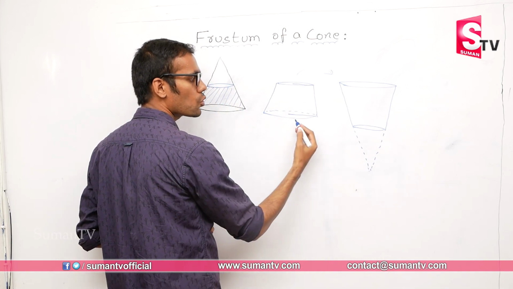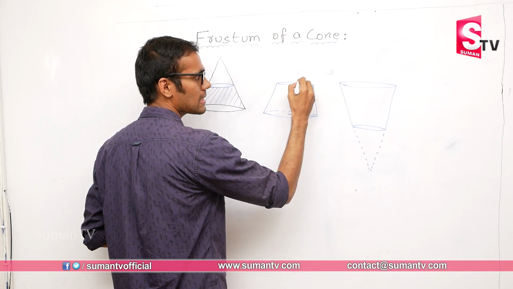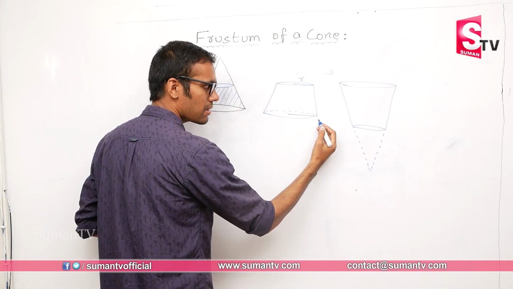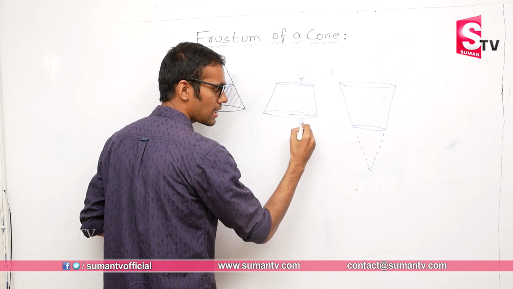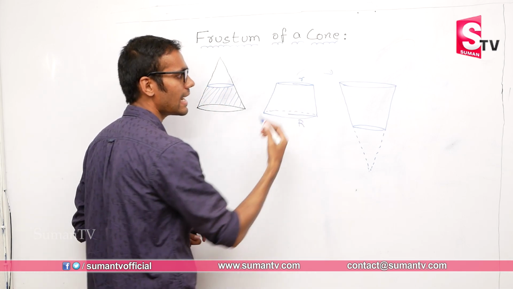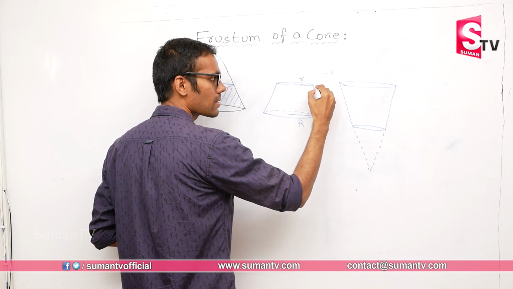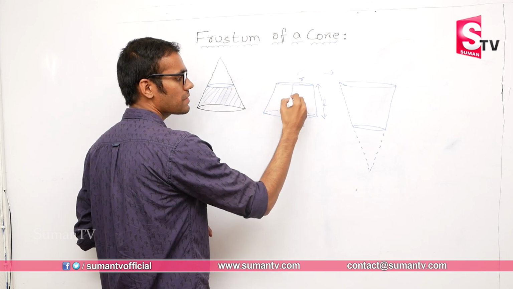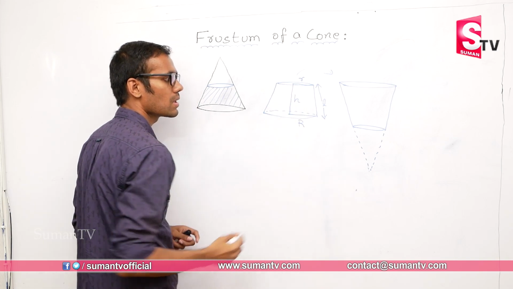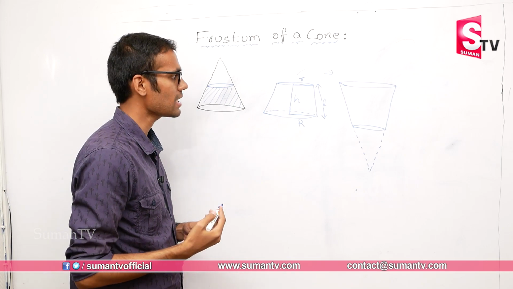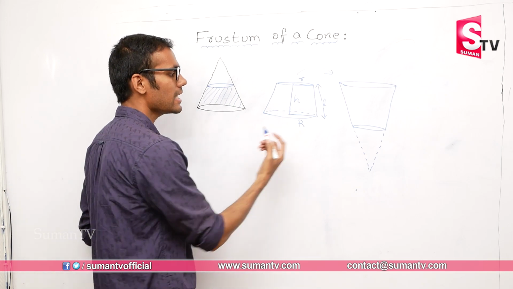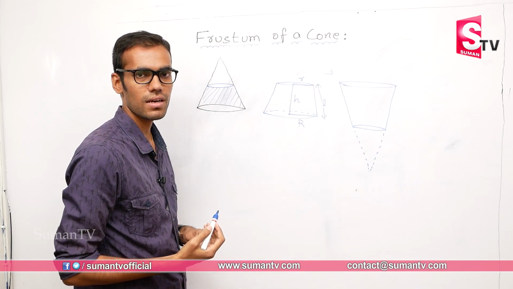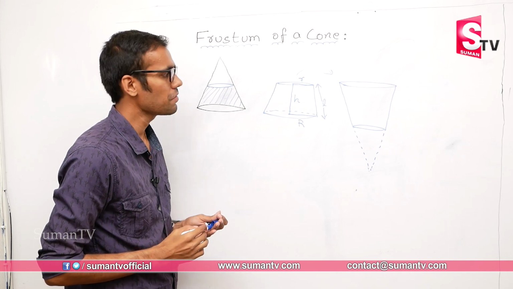It has two bases. One is the top base, which suppose say small r is the radius of this base, and the radius of the bigger base or the bottom base, suppose say capital R. And suppose say the slant height of this cone is small l. And the height of this frustum is suppose say small h. Now, how do we derive the formula for total volume of the frustum in terms of h, capital R, small l and small r? We are going to derive the formula for volume and CSA of the frustum.